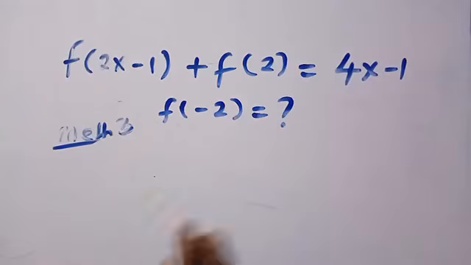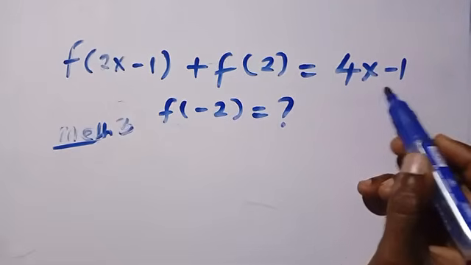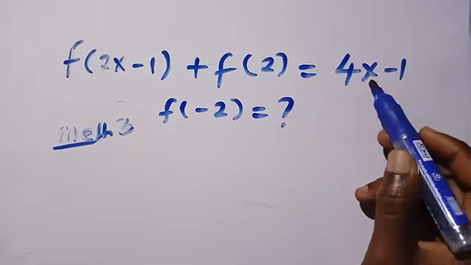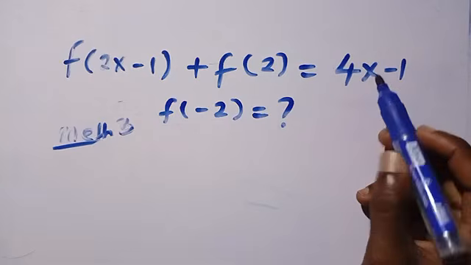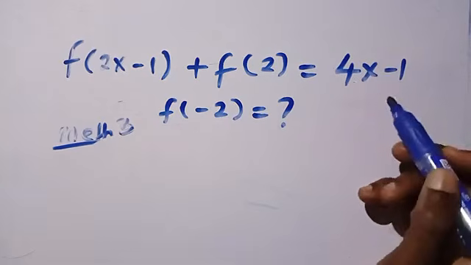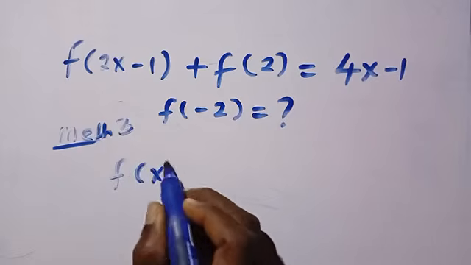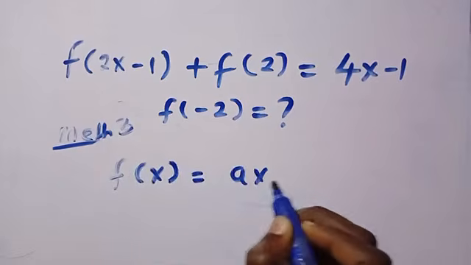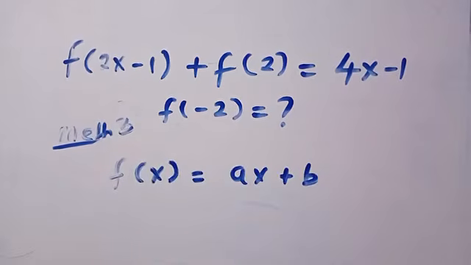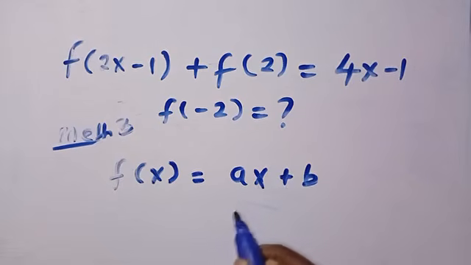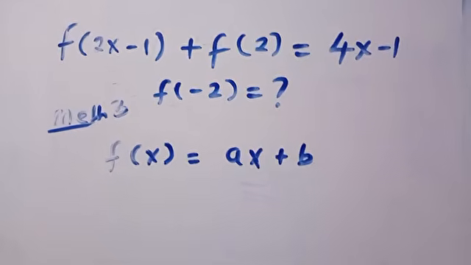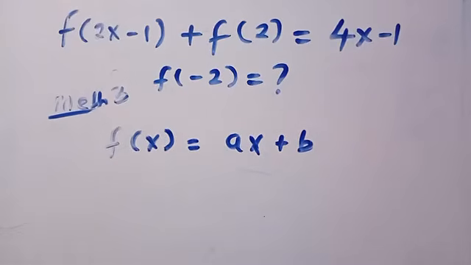Welcome to the third method of solving this. Here, looking at 4x minus 1, we see that this is a first degree equation. X is 1, that is a first degree equation. If I assume that f of x equals ax plus b, so the power of this x is 1, that is a linear equation, or we call it first degree equation.